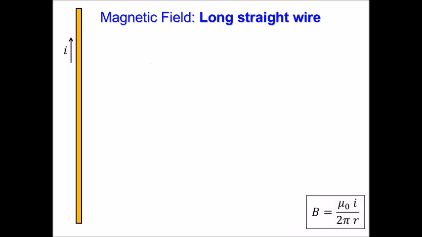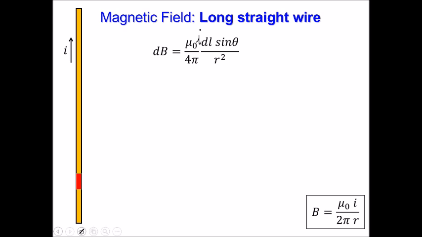How can we get this expression? By integration. We apply Biot-Savart law. So we have dB equal mu 0, I forgot the current here, mu 0 I dl sine theta over 4 pi r square.